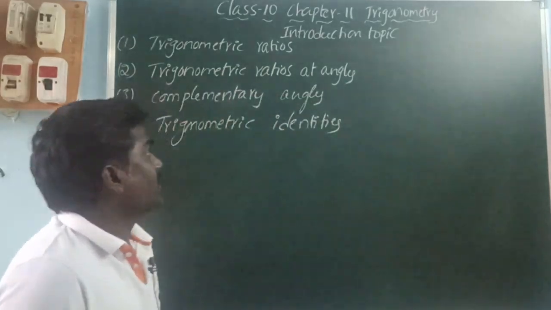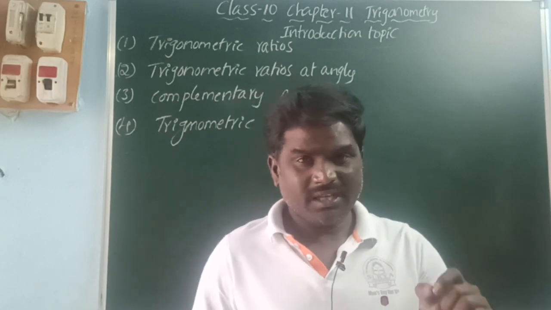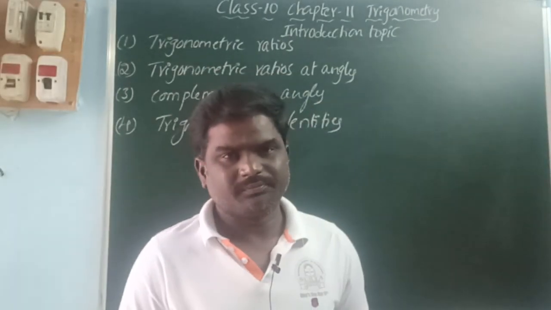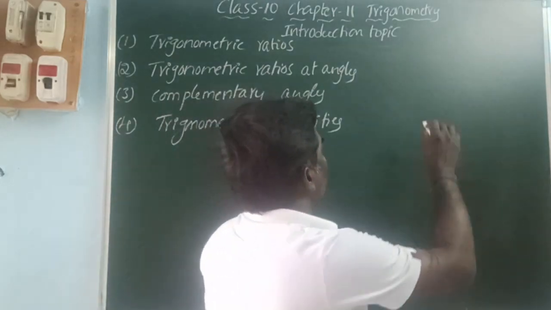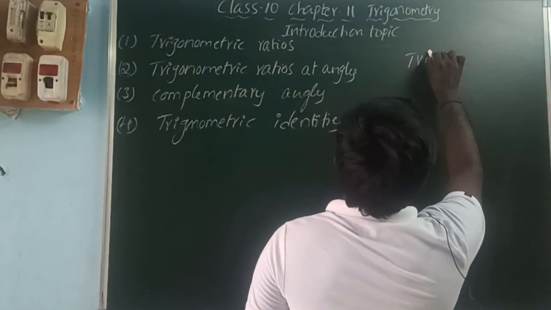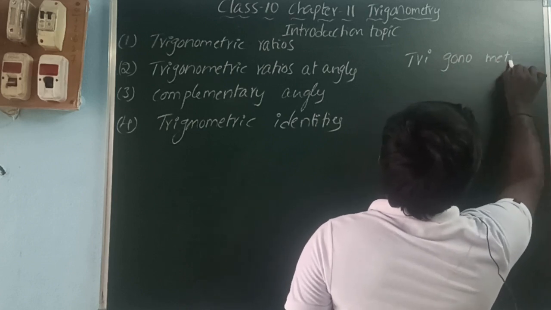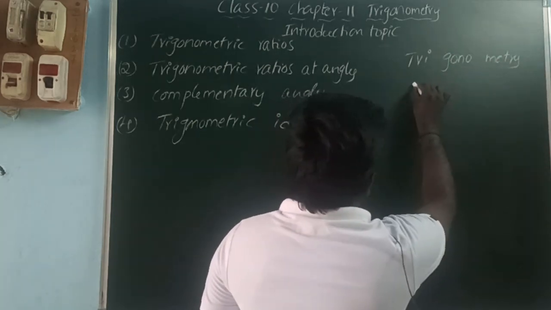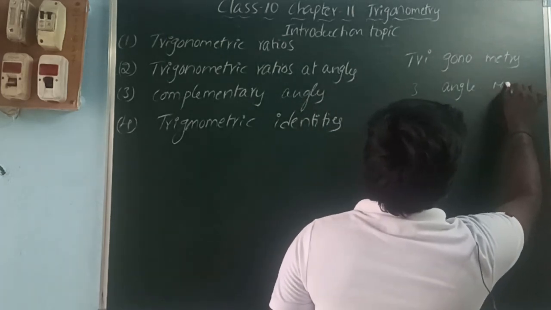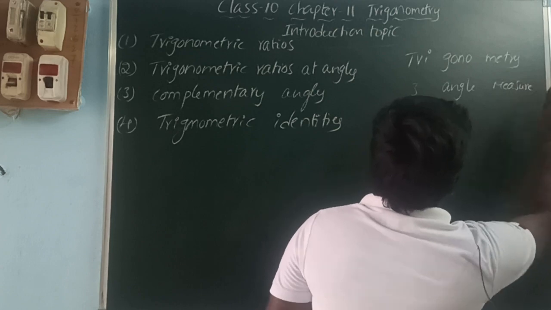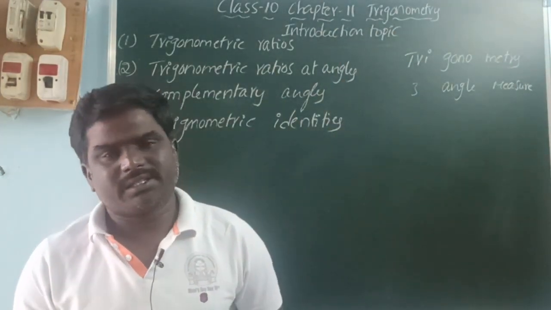Introduction topic. First one, trigonometric ratios. Trigonometry is a Greek word. Trigonometry is divided into three parts: tri means three, gono means angles, metry means measurements. Three angles measurement. The father of trigonometry is Hipparchus.